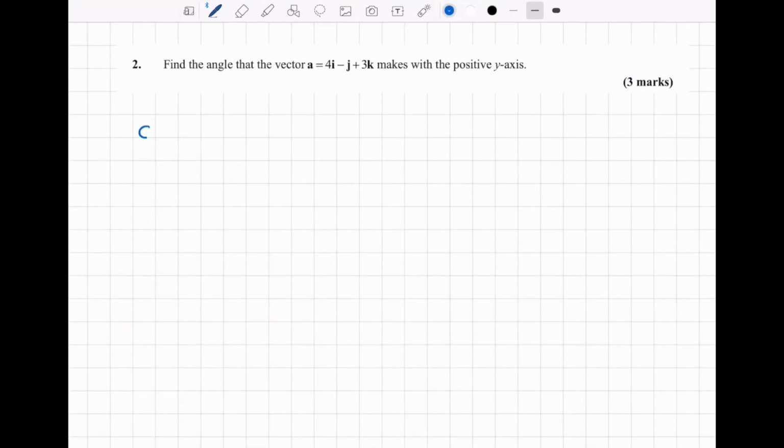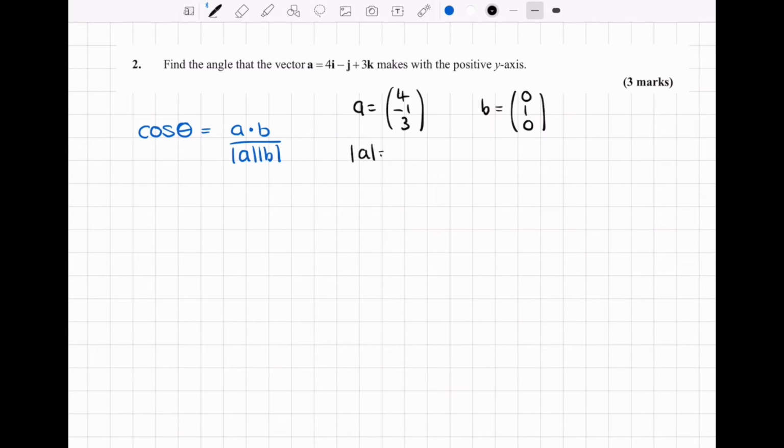Second question is the angle that the vector makes with the positive y-axis. I'll do this in terms of two vectors and the angle between them, where my first vector is 4, minus 1, 3, and my second vector is 0, 1, 0. So that's just my positive y-axis. So we just need to calculate the magnitude of each one.